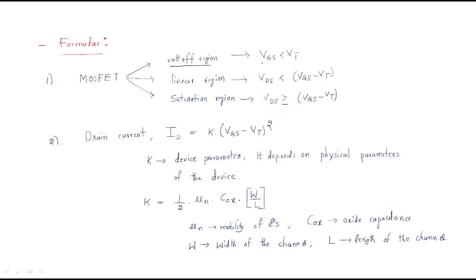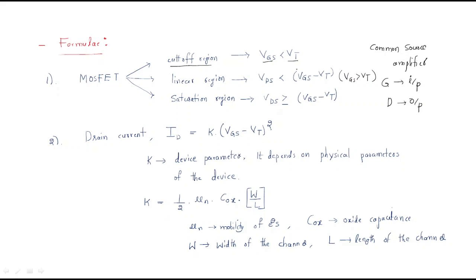Generally, if it is not mentioned, we should use the common source amplifier, where the gate is used as input and the drain acts as the output terminal. So whenever the input voltage is less than the threshold voltage, automatically it is in the cutoff region. And in the second condition, VGS is greater than VT.